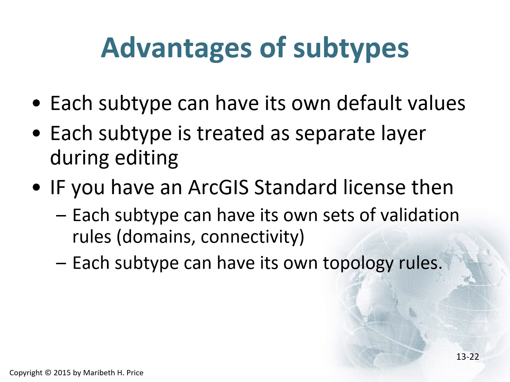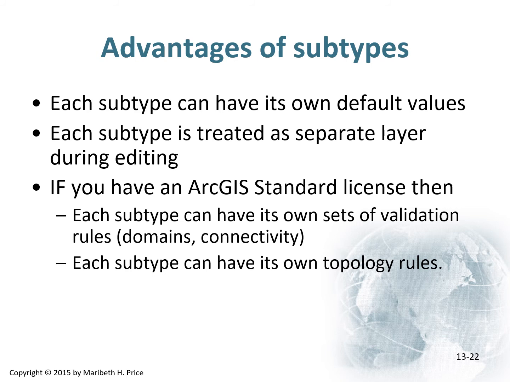There are some advantages to subtypes. Each subtype can have its own default values. So the moment you select it's this kind of road or that kind of road, this kind of pipe or that kind of pipe, it can automatically populate the attributes relative to that type. Each subtype is treated as a separate layer. When you go editing, you can just edit the one subtype and not have to change any of the others, and it will then update the attribute tables and the features relative to those changes.